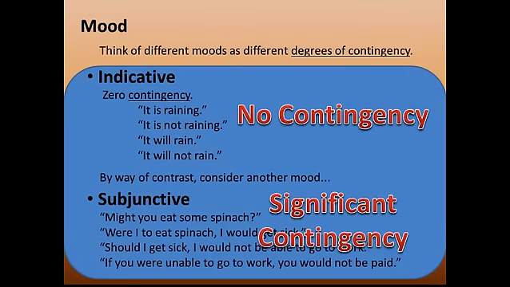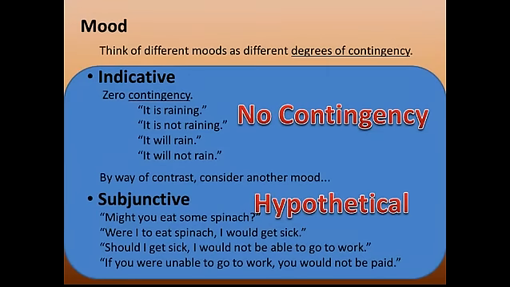As you look at all of this, you see there is significant contingency. We're talking about the hypothetical. In English, when we use the subjunctive mood, you'll notice these words: might, would, should. Those are words that are typical of the subjunctive mood in English. The fact is, the subjunctive mood is disappearing from the English language. How often do you speak like this? How often do you hear someone speak like this? Might you eat some spinach? Were I to eat spinach, I would get sick. Should I get sick, I would not be able to go to work. That's not the way people speak today. The subjunctive mood is disappearing from English.